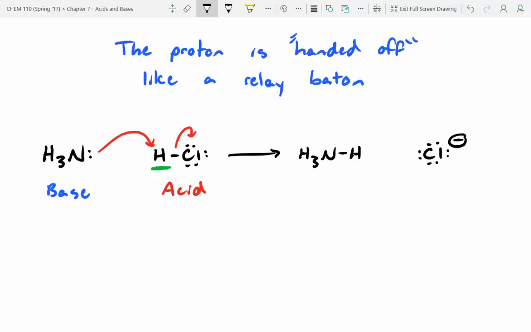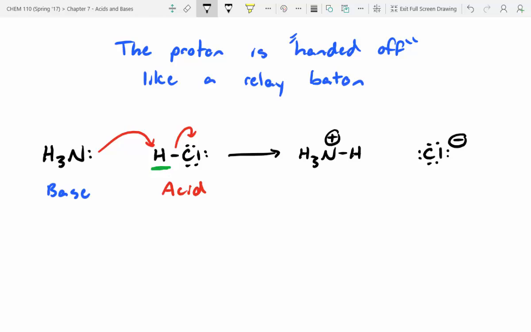What about the nitrogen? In order to have a balanced reaction, we have to balance out cations with anions, right? So that nitrogen must be positive. So in this case, we've handed off that proton from the acid, the HCl, to the base. So the base is essentially stealing the proton from the acid. So this is a classic acid-base reaction.